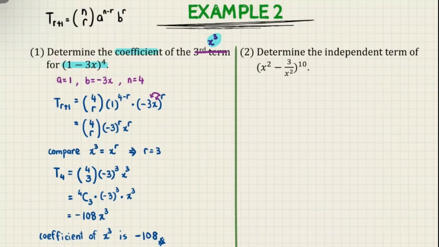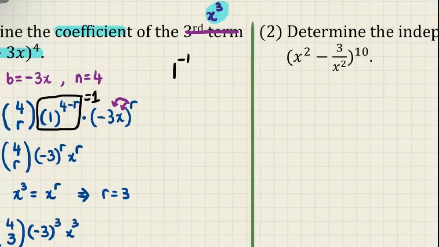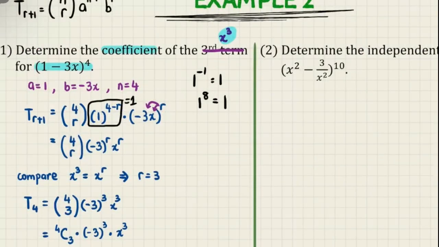Miss, so contoh, yes. Yang 1 kuasa 4 tolak R tu dia pergi mana? Dia jadi 1. Oh, so ini kan, dia akan jadi 1. Kenapa dia jadi 1? So boleh check guna calculator lah. 1 kuasa negatif 1 pun akan dapat 1. Kalau kita buat 1 kuasa 8 pun dia akan jadi 1. So 1, any power dia akan tetap jadi 1. So saya dah boleh cancel out dia. Okay Miss, faham. Okay, alright.